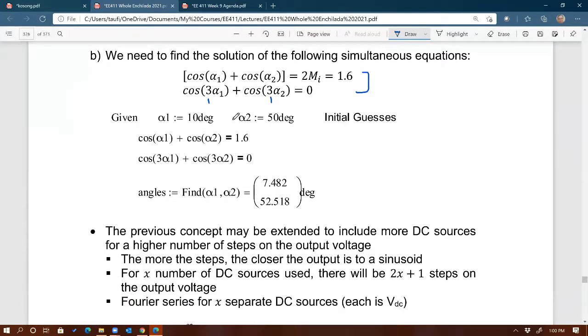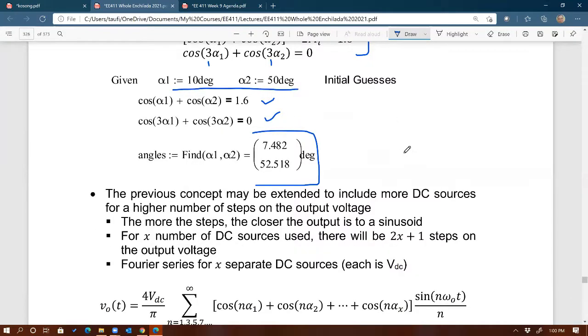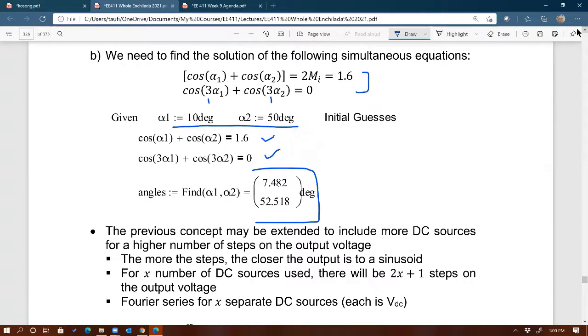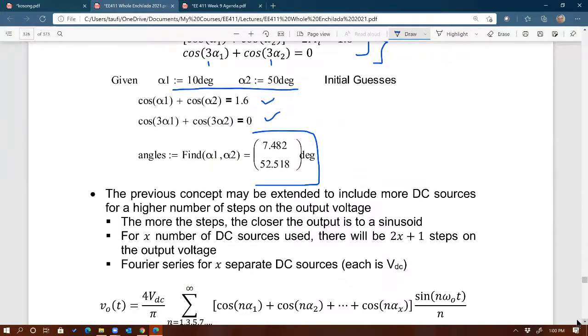In Mathcad, I have to provide initial guesses for those two alphas. And I just type the two equations. That's why I like Mathcad. You just type in those two equations and it'll find it for you right there. So alpha 1 and alpha 2 need to be 7.482 and 52.518 degrees, such that if you choose those, then it will meet those two requirements. Okay. Any questions on this?